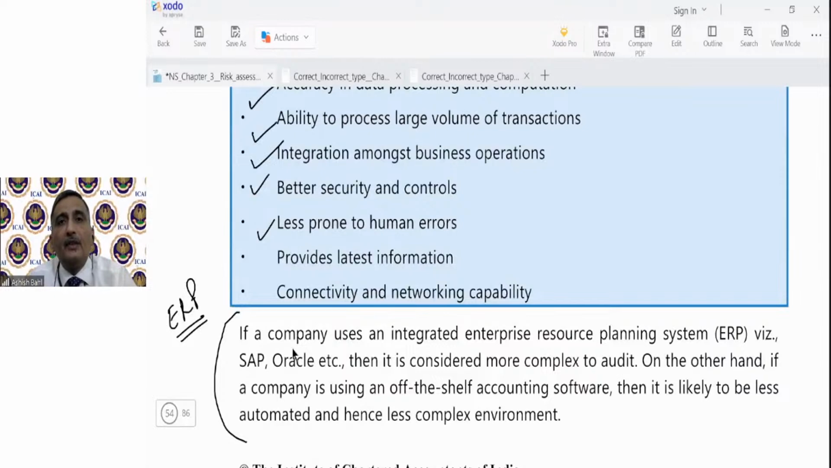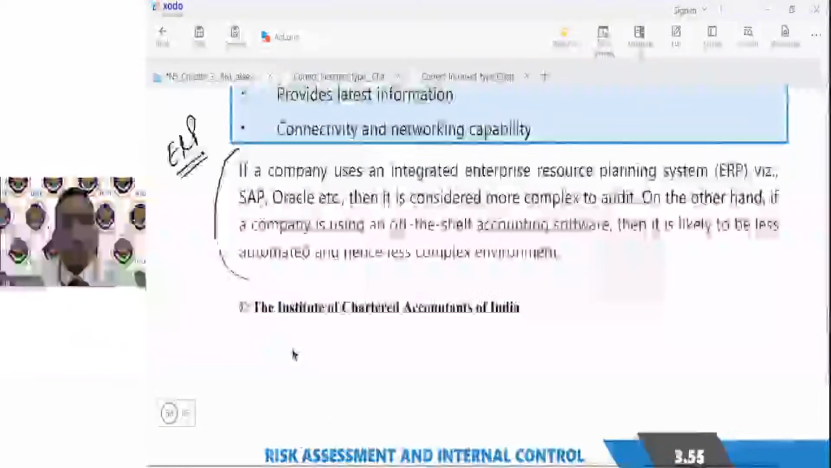Okay, so if a company is using such a type of software like ERP, it would be more complex to audit because it is more automated. And if you are maintaining accounts on the basis of just some sort of software, then it would be less complex to audit because all your business processes are not integrated. Okay, so this, students, you have to remember.